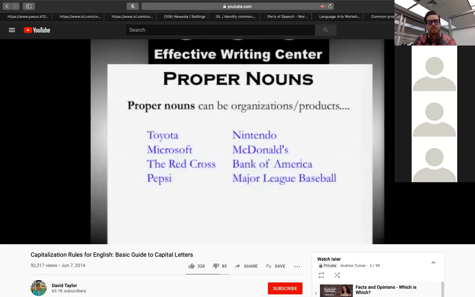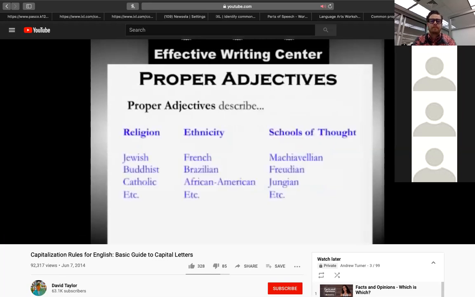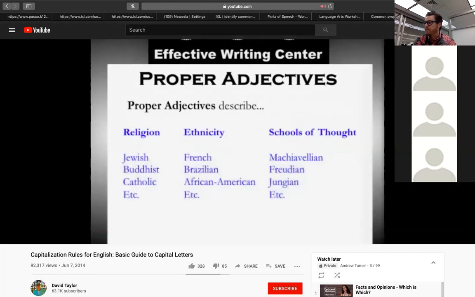Now, also keep in mind that proper adjectives must be capitalized as well. These are words derived from a proper noun. They can identify religious affiliation. So all your religions, Christian, Jewish, Buddhist, Catholic, those are adjectives, but they're proper. Your ethnicities are always going to be capitalized. Even your schools of thought. Nationality, ethnicity, schools of thought pioneered by a specific person, and so on.